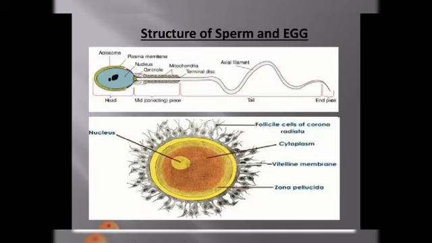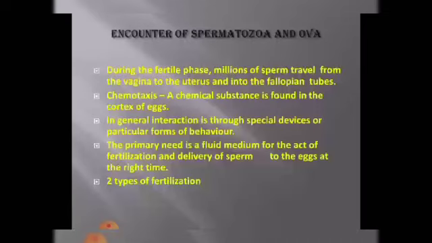So this is the structure of sperm and ovum which you already studied. Okay, so next, the encounter of spermatozoa and ova. What happens when sperm come in contact with the egg? During the fertile phase, millions of sperm ejaculated into the vagina travel to the uterus and into the fallopian tubes.